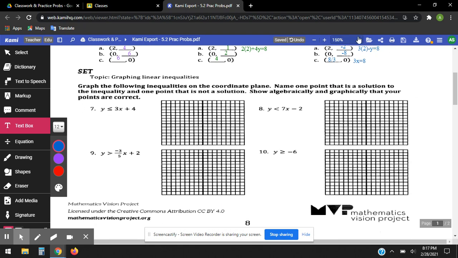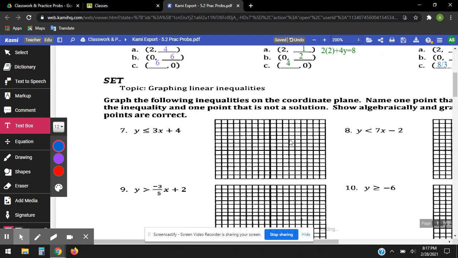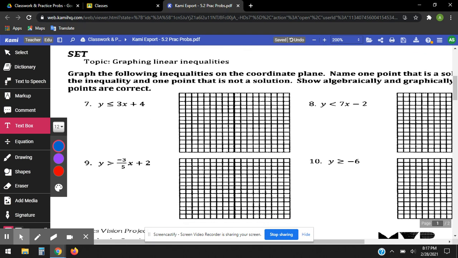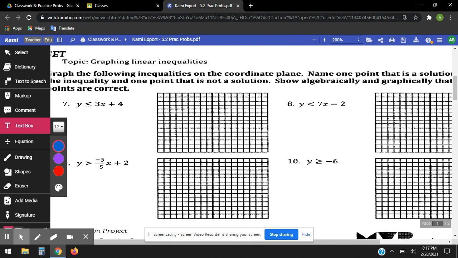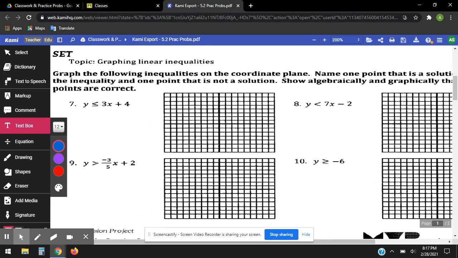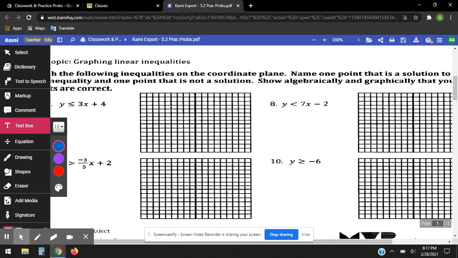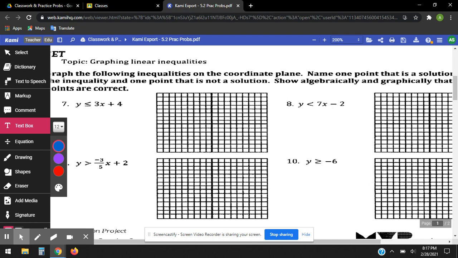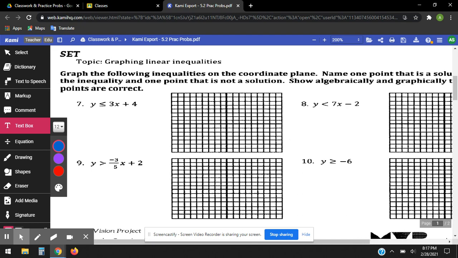Graphing linear inequalities. I'll zoom in just a tad more because it is harder to do these when I'm zoomed out. All right, so graph the following inequalities on the coordinate plane. Name a point that is a solution to your inequality and a point that is not. Then we need to show algebraically and graphically that your points are correct. So if I'm going to solve this for, oh, I don't have to solve it for y. It's already solved for y. So I just need to graph this on my graph.